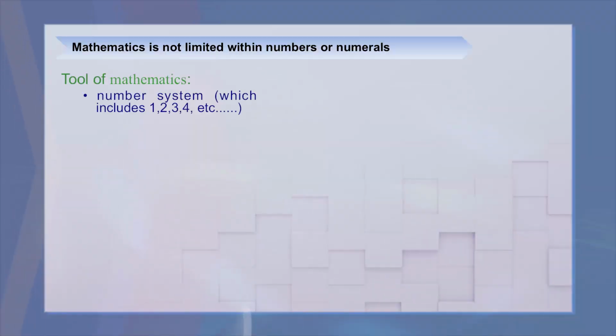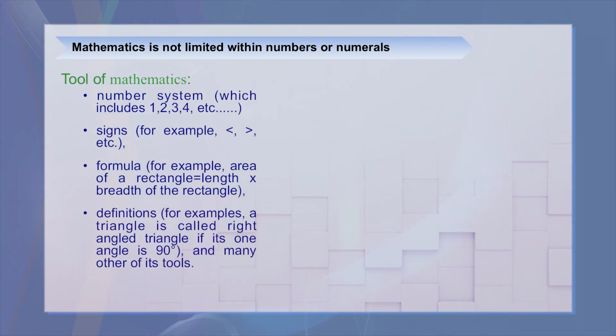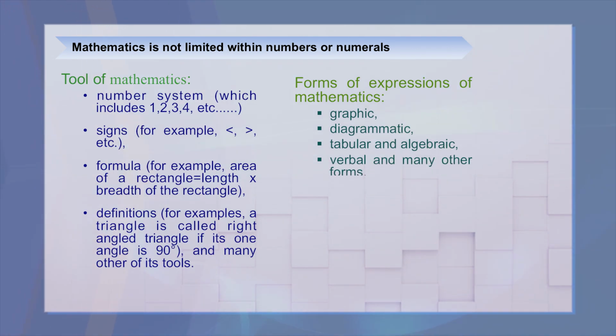Firstly, mathematics is not limited within numbers or numerals. Number system, which includes 1, 2, 3, 4, etc., is just one kind of tool in mathematics. Mathematics uses signs, for example, greater than, smaller than, etc. Formula, for example, area of a rectangle is equal to length into breadth of the rectangle. Definitions, for example, a triangle is called right angle triangle if its one angle is 90 degree, and many other of its tools. Further, it has its expression in different forms like graphic, diagrammatic, tabular and algebraic, including verbal and many other forms.